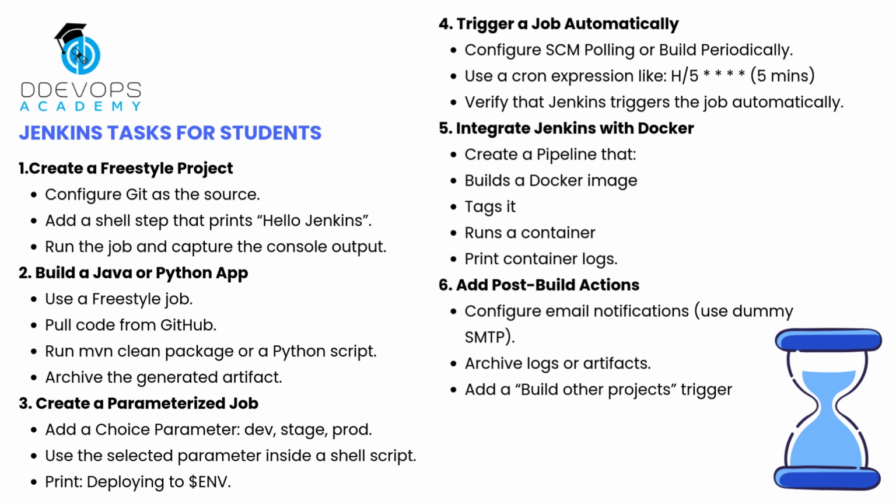Set up automatic triggers with polling or cron. Integrate Jenkins with Docker to build and run containers. Finally, add post-build actions like notifications or archiving. Together, these tasks build a solid foundation in CI/CD.